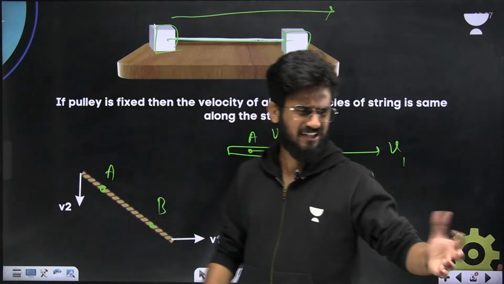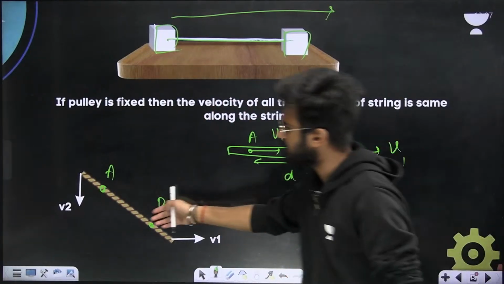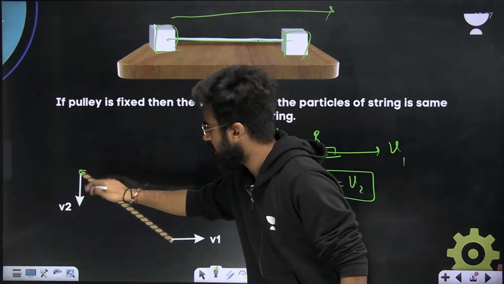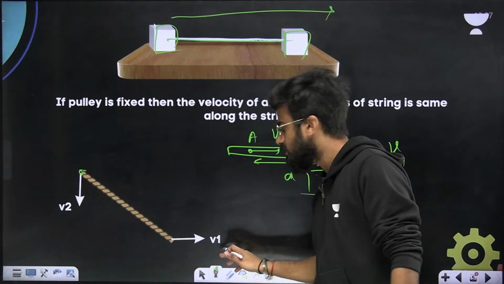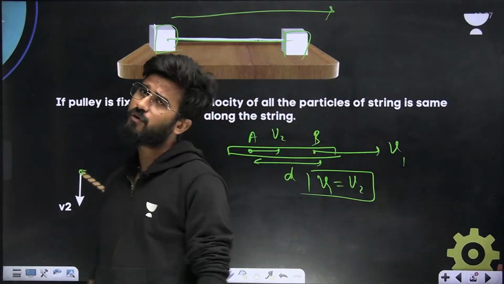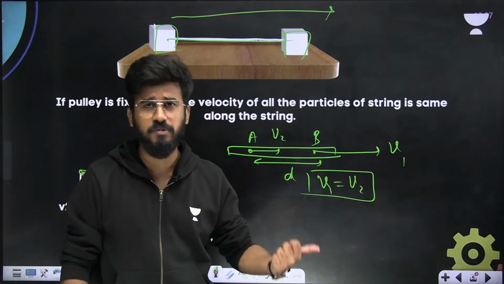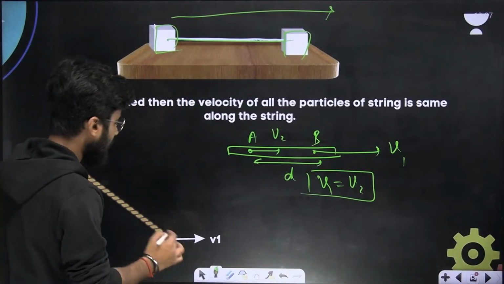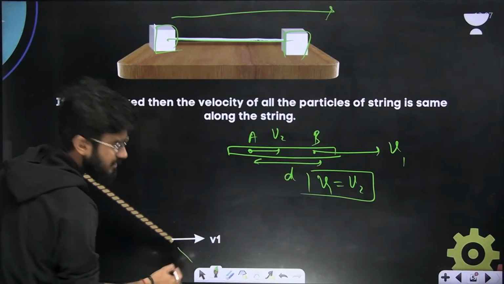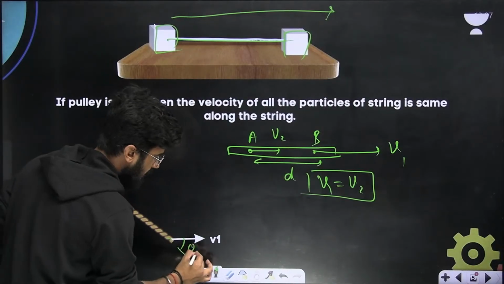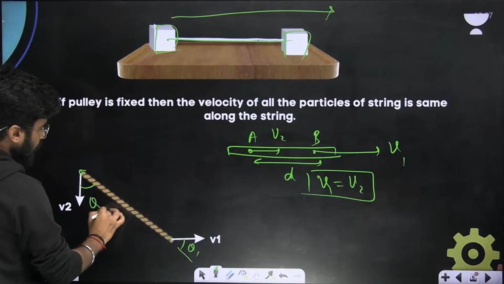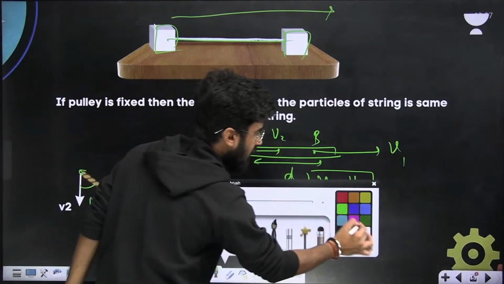For a general case, we should consider this string, where this point is going downward with velocity v2 and this point is going in this particular direction with velocity v1. Suppose you have been asked what the relation between v1 and v2 is. Suppose this angle is theta 1 and this angle is theta 2. So what is the relation between v1 and v2?